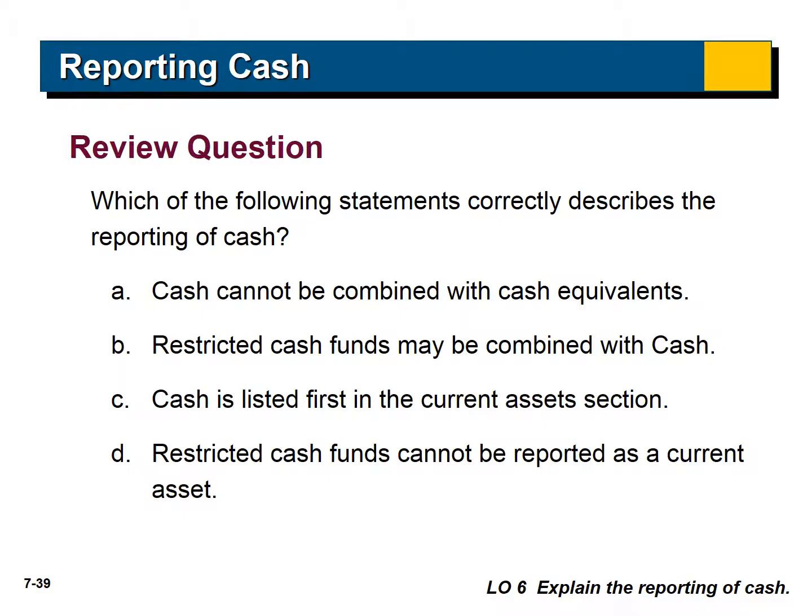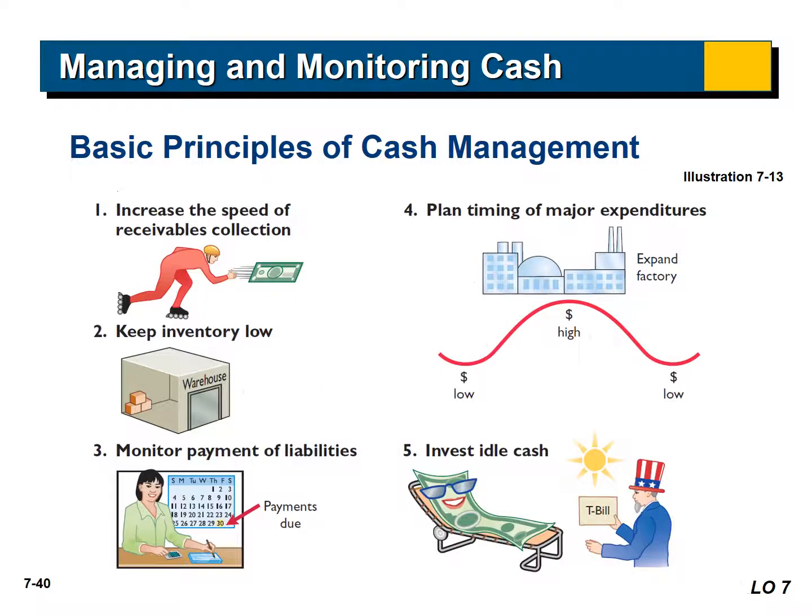Which of the following statements correctly describes reporting of cash? Well, cash is listed first in the current assets section. In A, it says cash cannot be combined with cash equivalents. Some companies do combine them. Restricted funds may be combined? No, they cannot, because one is restricted and one isn't. And then restricted cash funds cannot be reported? Well, yes, they can be reported as a current asset.